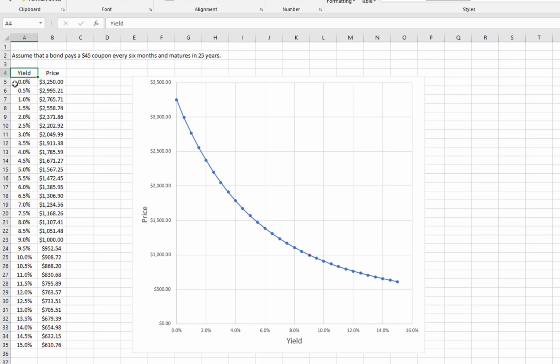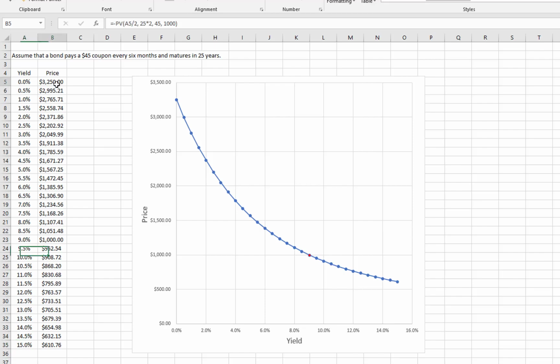At 0, if there is no discounting of the cash flows, that would give us the maximum price of the bond, the maximum value, which would just be the sum of all of those coupon payments plus the $1,000 that we receive at maturity. Then as the discount rate increases, as we move down this axis to a 15% discount rate, those future cash flows become worth less and less, and the price of the bond goes down in value.